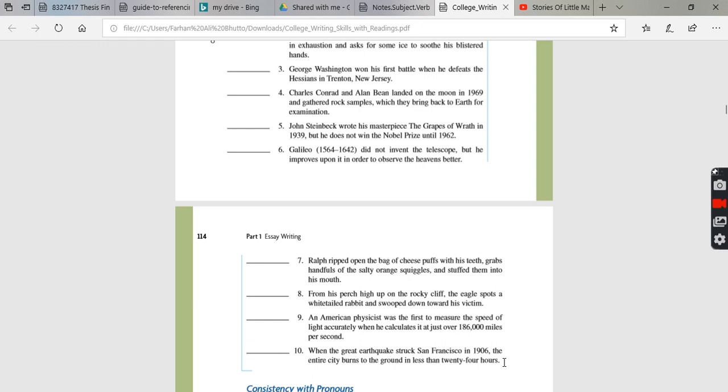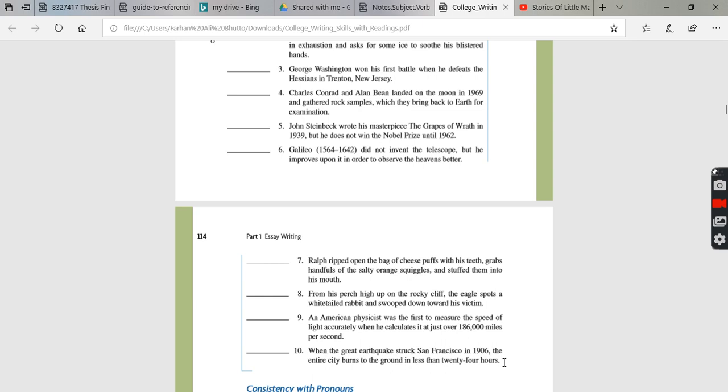I hope you have understood this. It's very simple. It says consistency with verbs means if you are writing something in present, be in present. Do not shift tenses to past unnecessarily. If you are writing something in past, remain in past. Do not shift your tenses to present unnecessarily. Keep in mind, I'm saying unnecessarily.